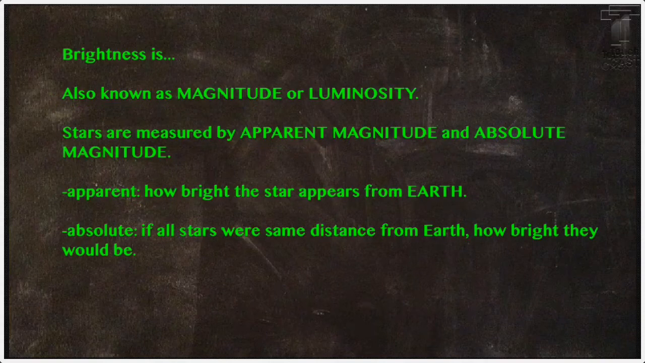Stars are also classified by their brightness. We can also call this magnitude or luminosity. And we have 2 types of magnitude. We have apparent and we have absolute. Apparent is how bright it appears from Earth if we look up in the sky, and absolute is, if we put all of the stars the same distance away from Earth, how bright would they actually appear?